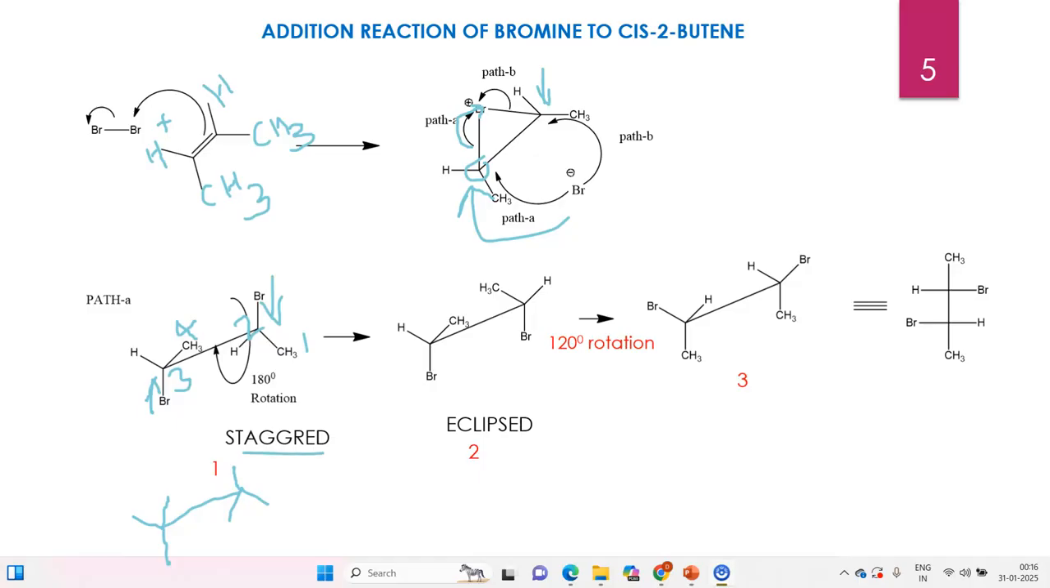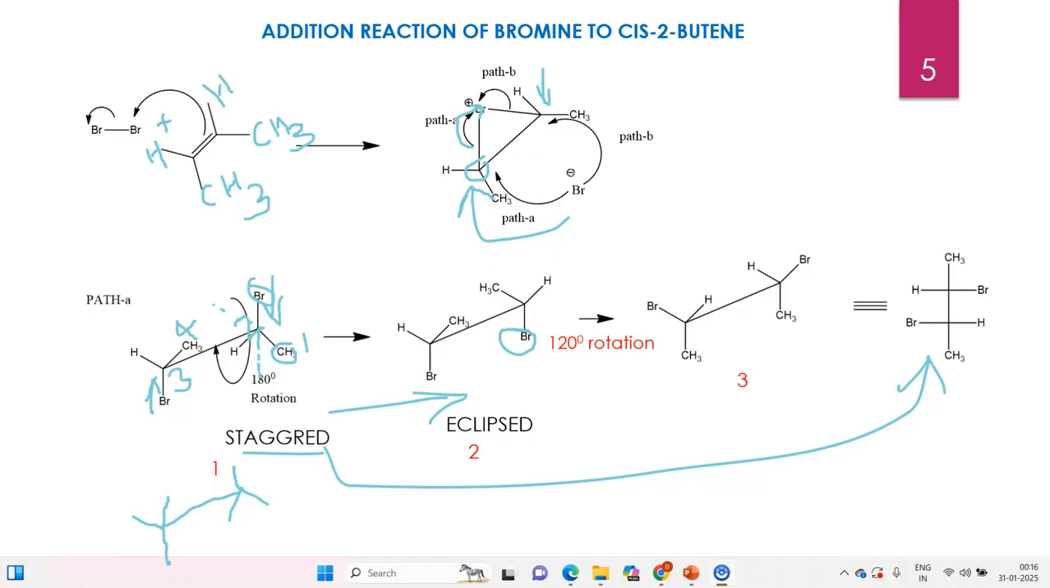When we want to write the staggered form into a Fischer form, we cannot write it directly. We have to convert the staggered into the eclipsed form. So we have to convert the inverted Y on the second carbon into a regular Y, rotating through the second carbon by 180 degrees. Like this way, these bromines come at this position, and the CH3 we have to rotate through 180 degrees.